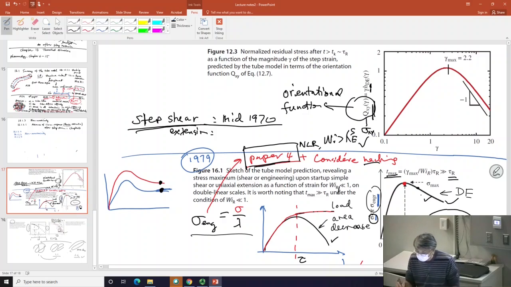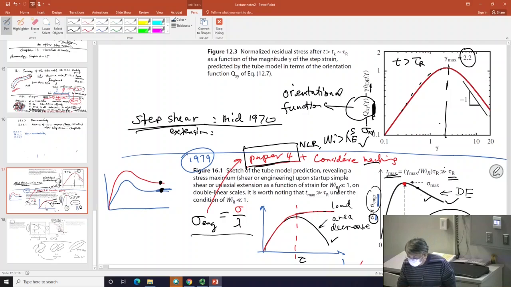I indicated before, and I indicate now formally, that the tube model also predicts this stress at long times. How long? At times longer than the Rouse retraction time. If you watch your stress relaxation at longer times, your stress will follow this red line. Which is odd, because you see this maximum is also at 2.2. It's all the same feature. It's all from the same origin.